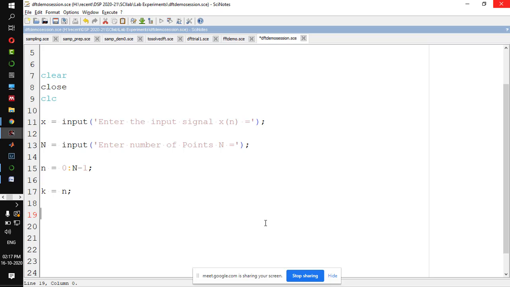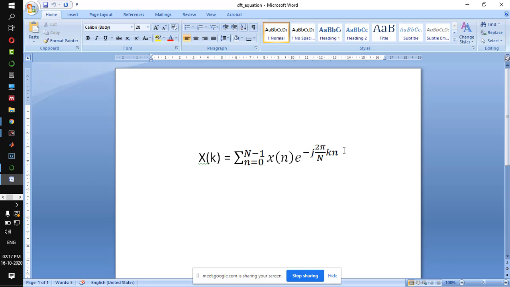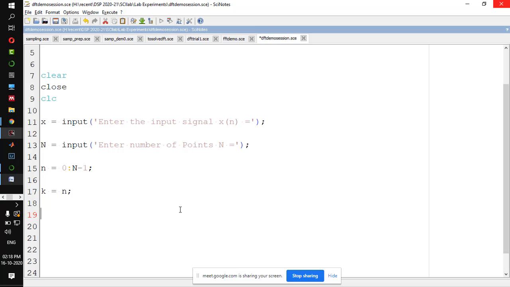Now first I will define kn. What is kn? You need to take care of this kn here. I'll tell you what's happening. First I will define k times n. When you multiply these two, there are two possibilities: one is that a cross product happens, otherwise a dot product happens. How is it? If I just multiply k with n, what do I get?